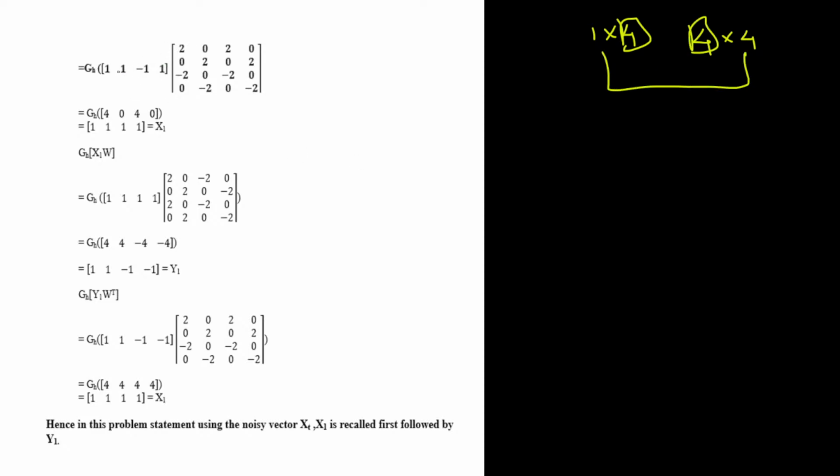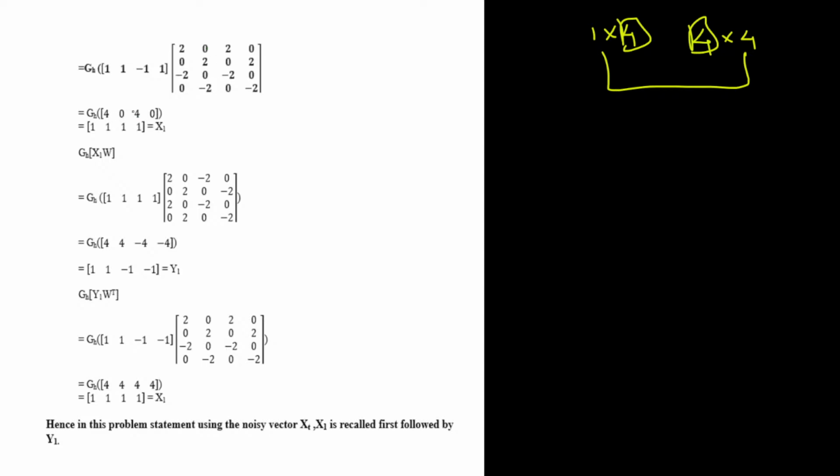And we do the same thing like before. We multiply this row by each column. 1 times 2, 2, 1 times 0, 0, minus 1 times minus 2, plus 2, and then 1 times 0, 0, plus 2, plus 2, that's going to make it 4. Like that you do for each column. You get 4 0 4 0.